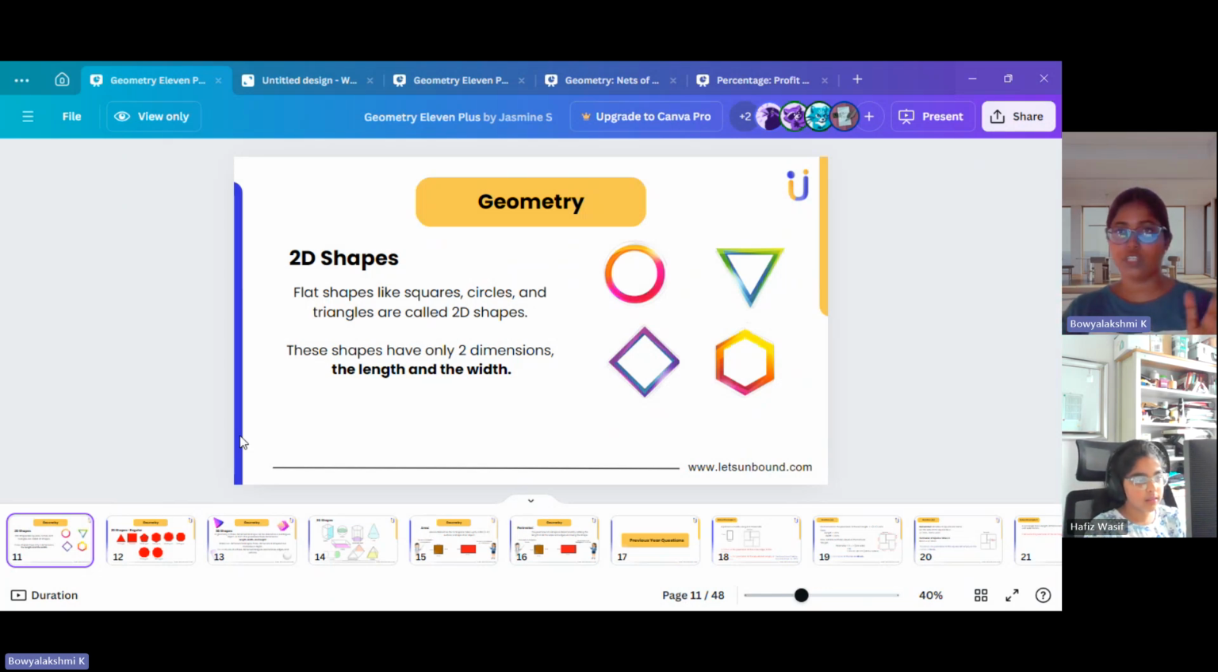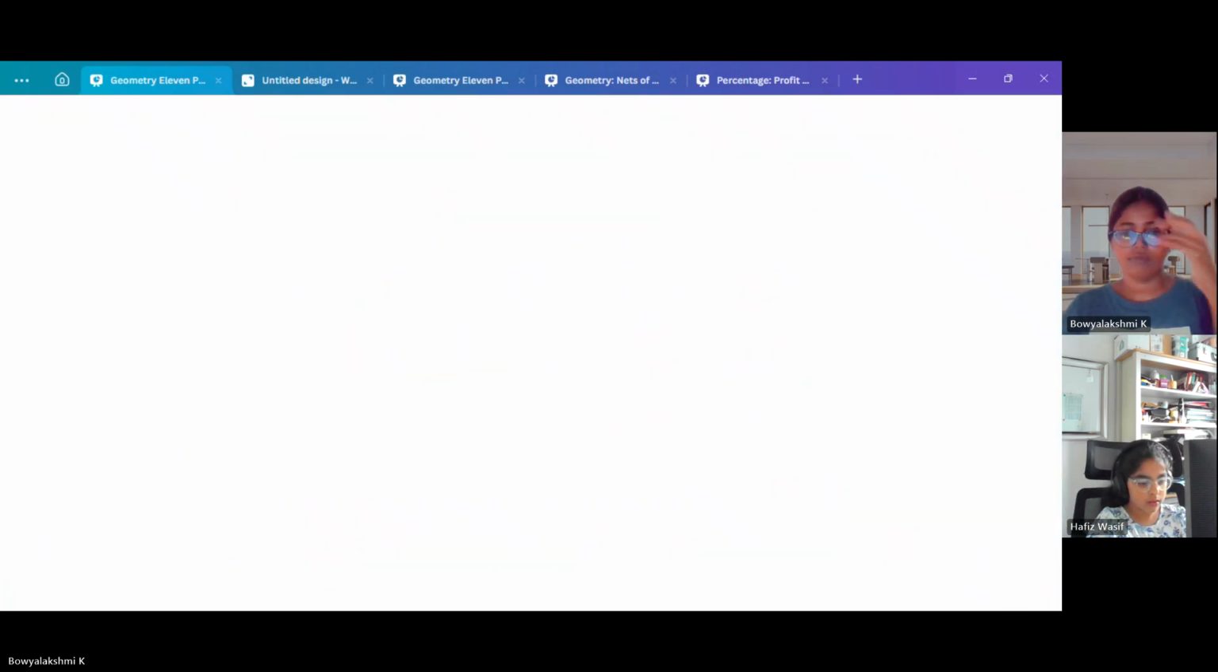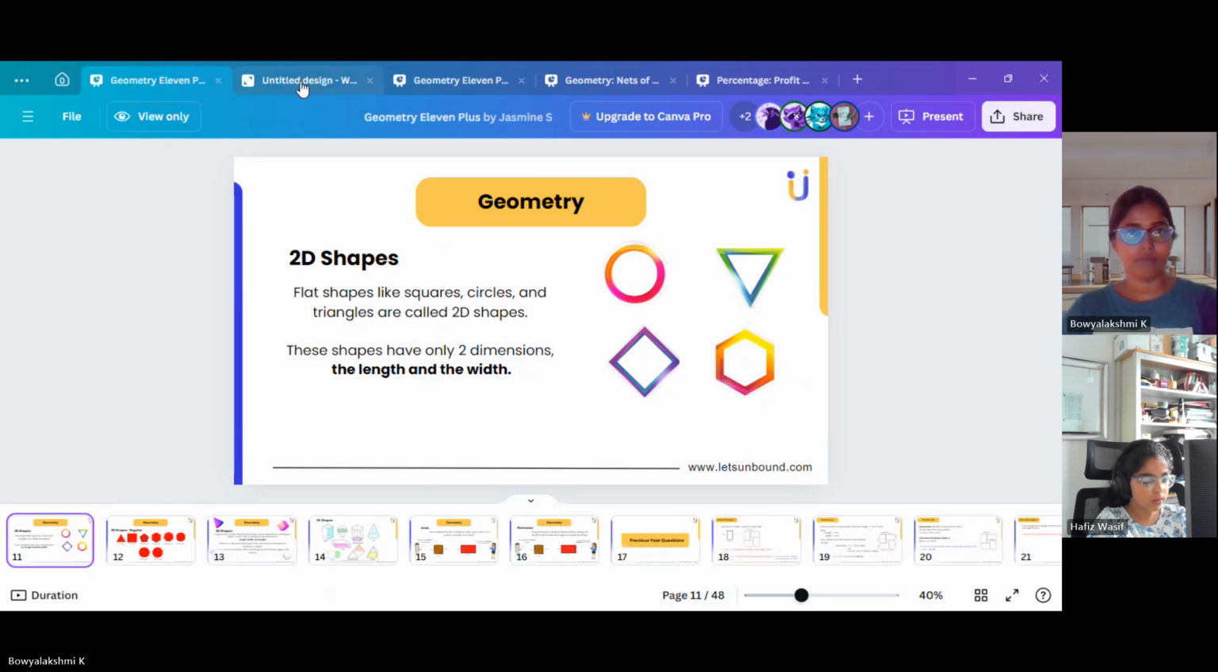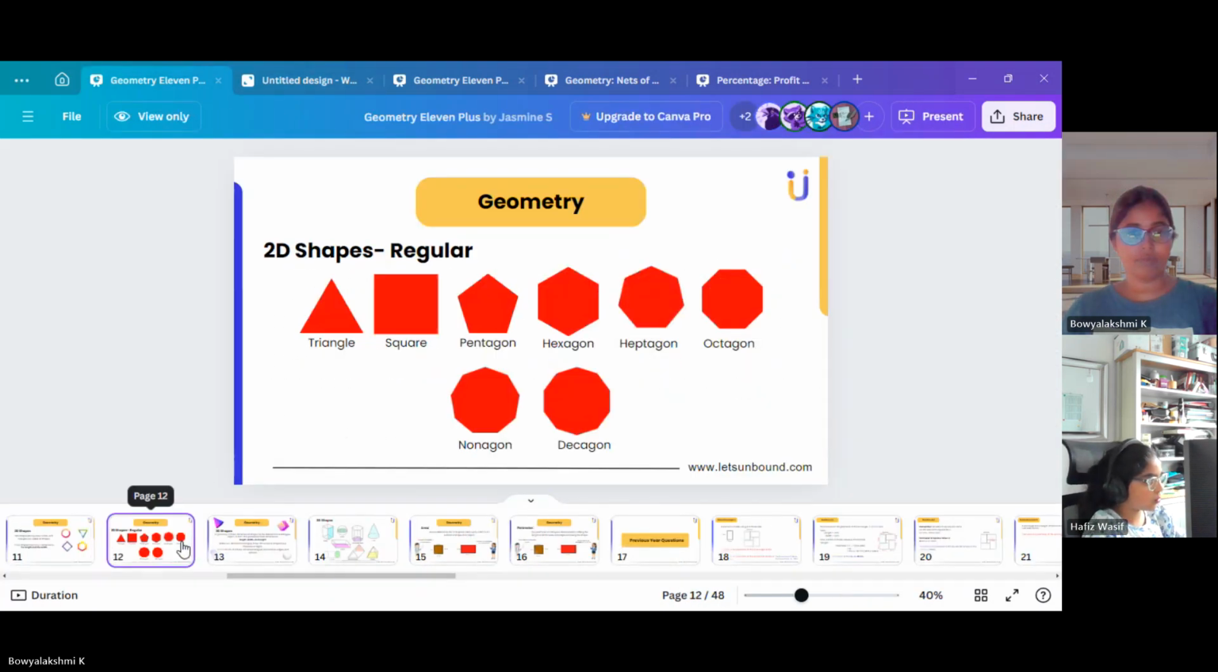And 2D means two dimensions. To make this figure, we need two dimensions. One is length, the other is width. If you have these two dimensions, we can make a 2D shape, and there will be no height. If there is a height, it's 3D, and we will learn that separately. So these are some 2D shapes which are regular.